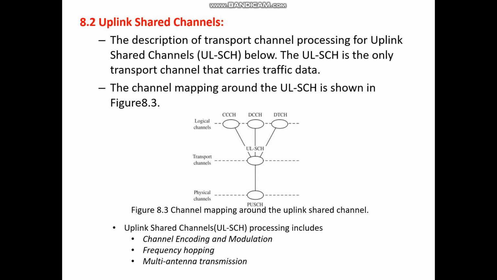The next topic we have is uplink shared channels. The description of the transport channel processing for uplink shared channels is as below, where the uplink shared channel is the only transport channel that carries traffic data, and the uplink shared channels processing includes channel encoding and modulation, frequency hopping, and multiple or multi-antenna transmission. Here you can see logical channels associated with this uplink shared channel, shared transport channel.